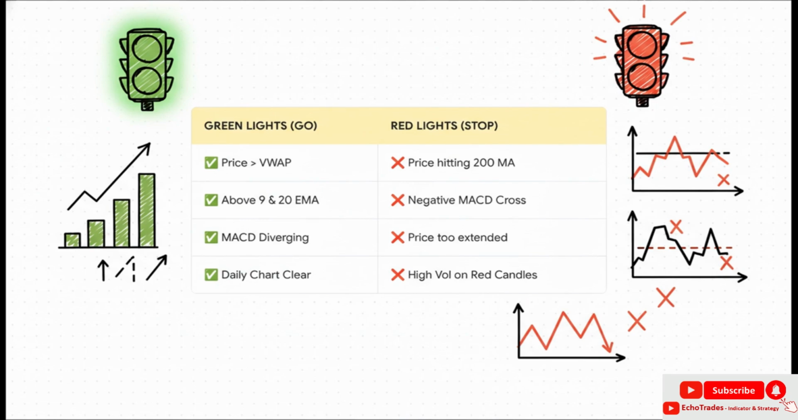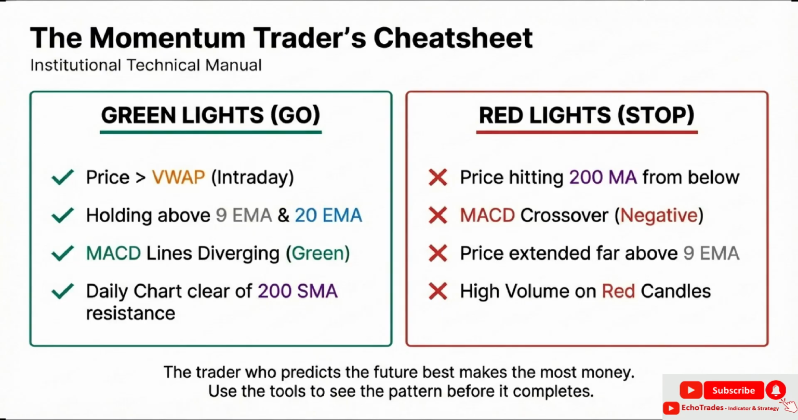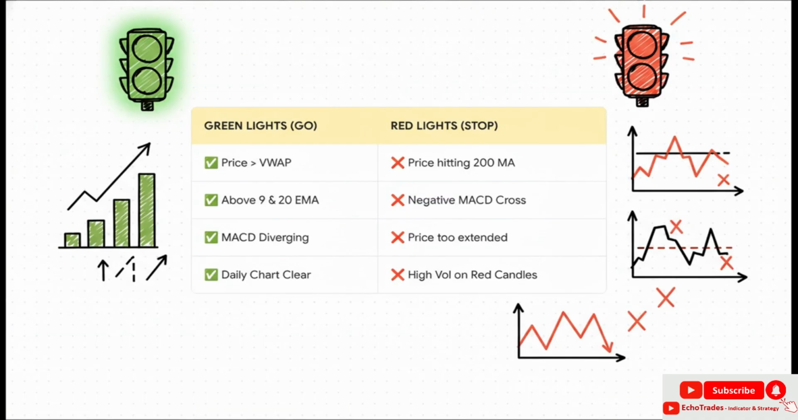Before you even think about clicking that buy button, you run your idea through this simple checklist. Are your green lights on? Is price above VWAP and holding the key EMAs? Is the MACD showing momentum is open? And is the daily chart clear of major resistance? At the same time, are any of those red lights flashing? If even one is, you walk away. This is your objective framework for execution.